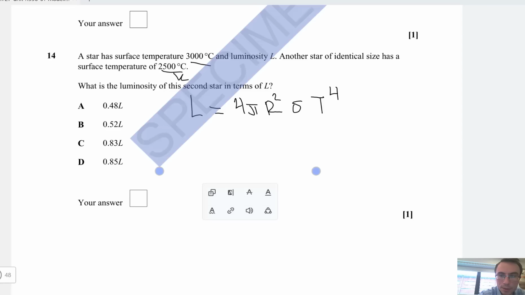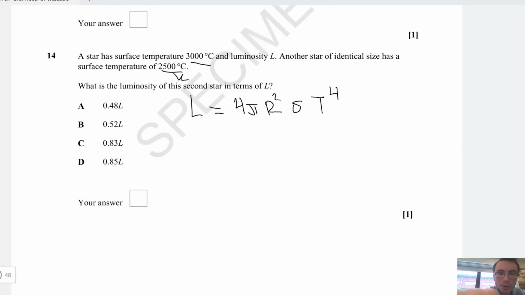So this one, let's see what's happened here. 3000 will be equal to 3273 Kelvin, and this one 2773 Kelvin. Basically, I've just added 273. I think probably the easiest way to tackle these questions is in terms of a ratio.